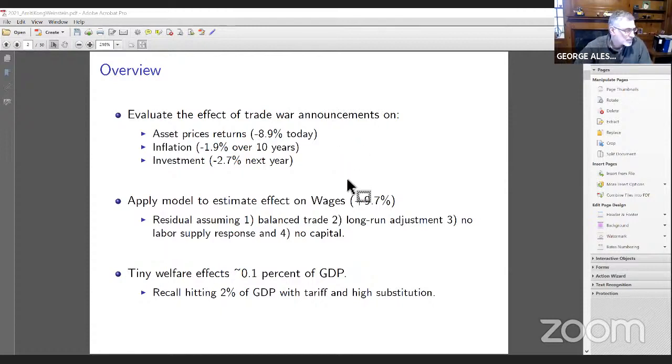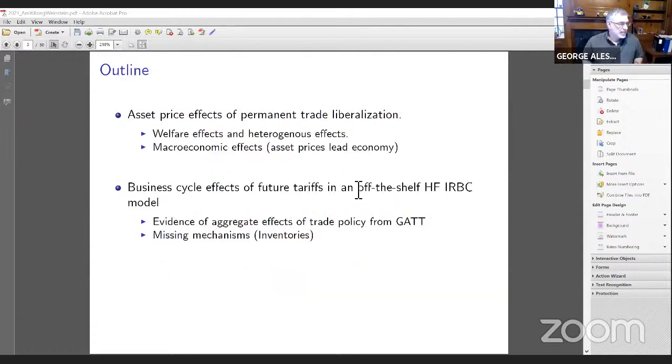Okay. So I'm going to split my talk. It's 10 minutes, so I'm probably just going to talk about asset prices. But I'm going to talk about asset prices, effects of a permanent trade liberalization, the welfare effects in a model, and the heterogeneous effects across firms. And then I'll talk a little bit about the macroeconomic effects and how these asset price movements should lead the aggregate economy in a particular way.